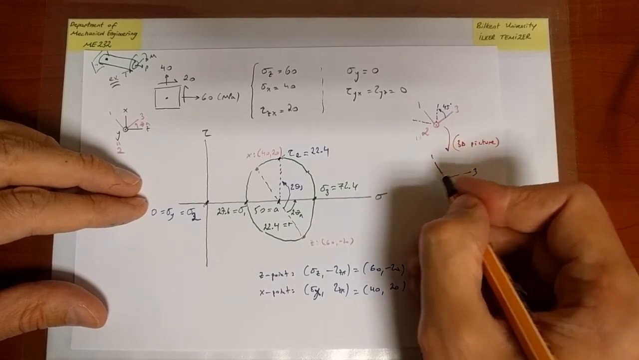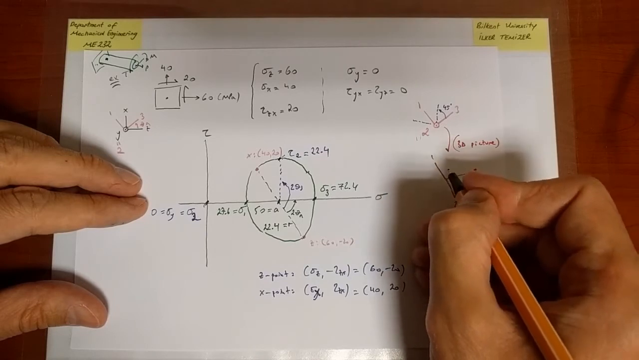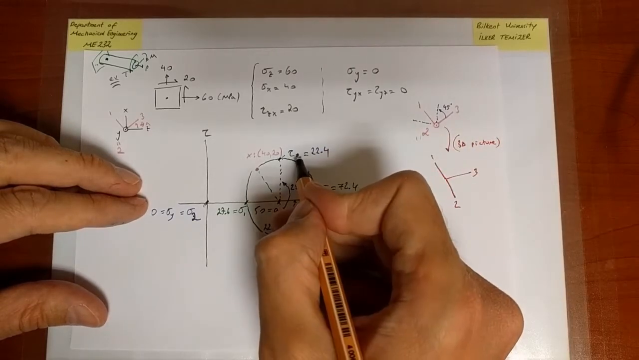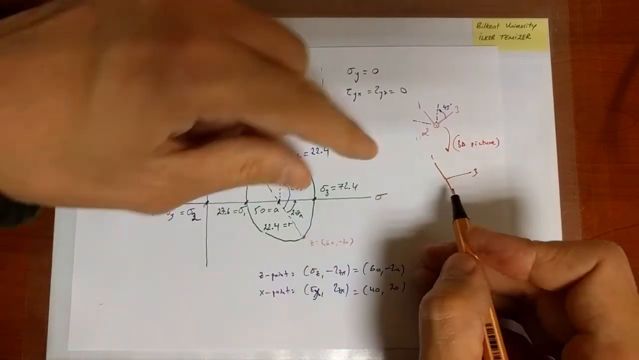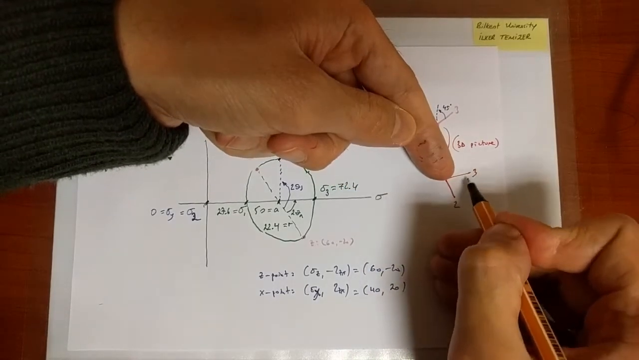If I rotate about the 2 direction, I'm within the 1, 3 plane. The max shear stress I observe is tau 2, okay, which is 22.5, but I can rotate about the 1 direction or within the 2, 3 plane.